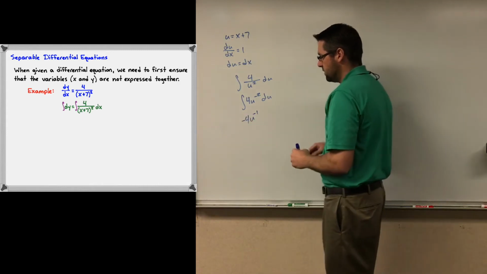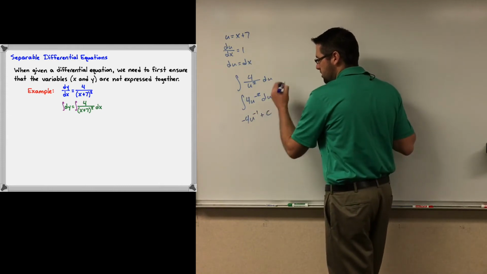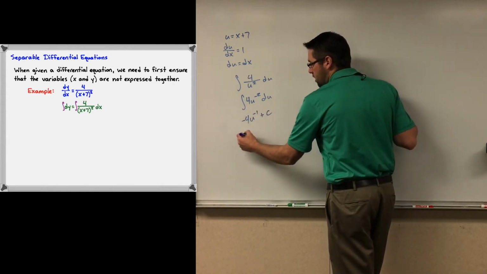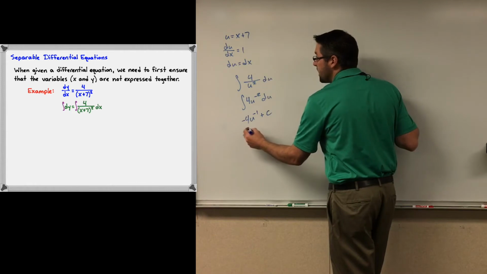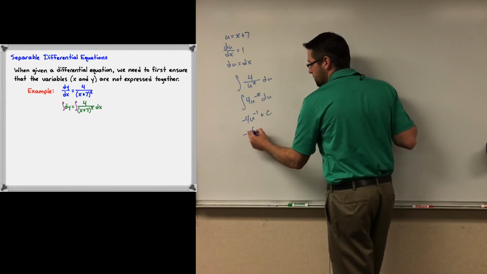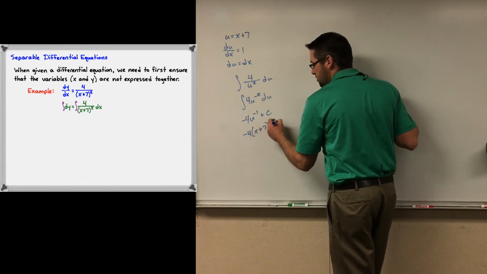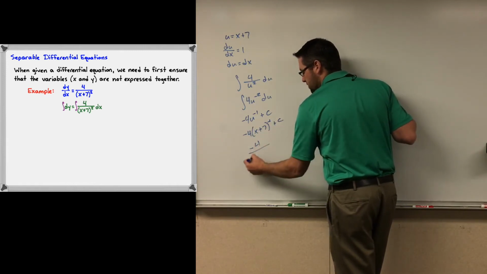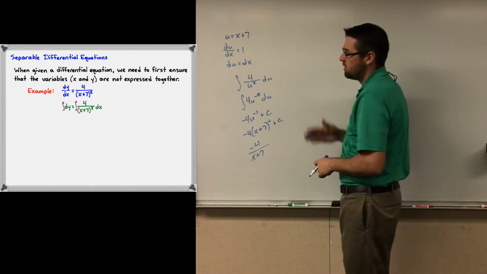Negative 4. Okay. And then plus c if you need. So then plug u back in: negative 4 times x plus 7 to the negative 1 plus c, or negative 4 over x plus 7. Okay, so that's the right side.